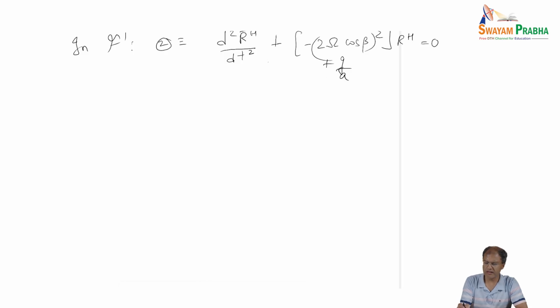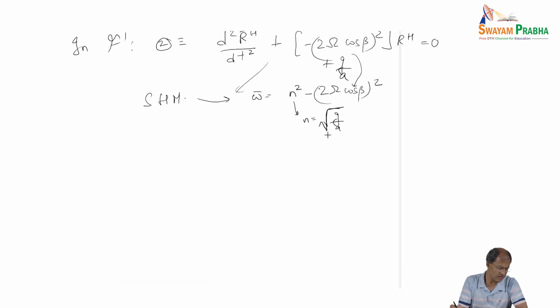Now notice that this is very similar to simple harmonic motion, but now with frequency omega equal to n squared minus (2 omega cos beta) whole squared, where my n is the square root of G by A.